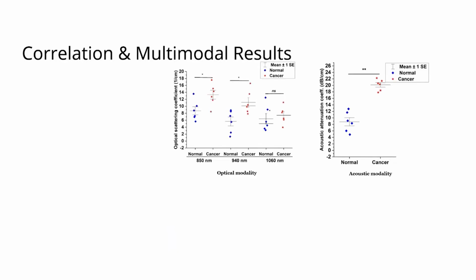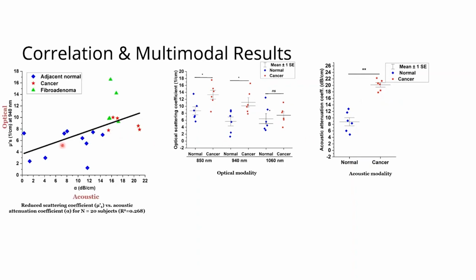We then tried to understand the correlation and the multimodal results. We performed the multimodal measurements for n equal to 6 tissues, and we again showed the same trend: the scattering coefficient for cancer was higher as compared to the normal tissues, and the acoustic attenuation coefficient for cancerous tissue was higher as compared to the normal tissues.